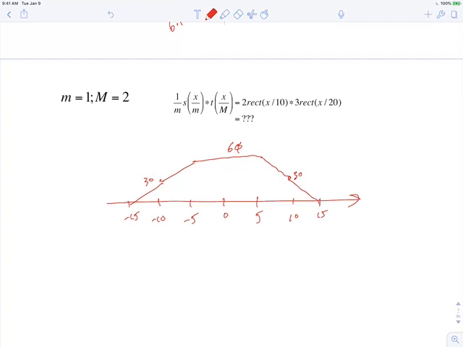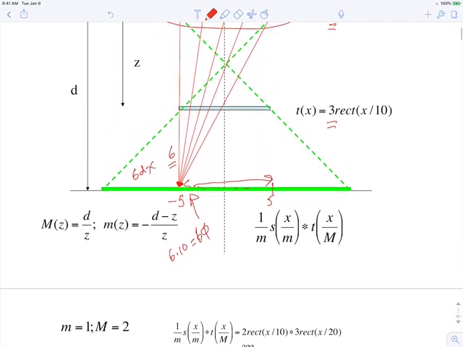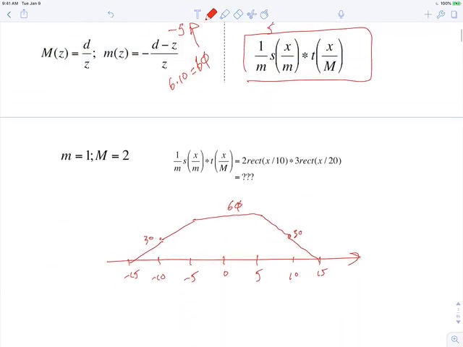All right, so that's a nice sanity check. So we're doing it in reverse. We're not doing the math first, we're doing the physics first, okay? But now let's do the math, okay? So what we had is that the math should satisfy this, right? 1 over m, s of x over m convolved with t of x over m. All right? So let's see if that works out.